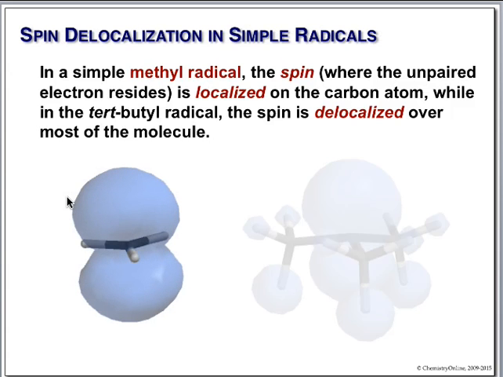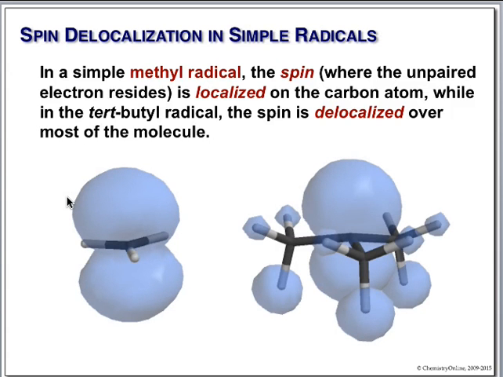Now, this is a spin density map. Spin density, again, is a calculation. Each of these are radicals. This is a methyl radical. This is a tert-butyl radical.